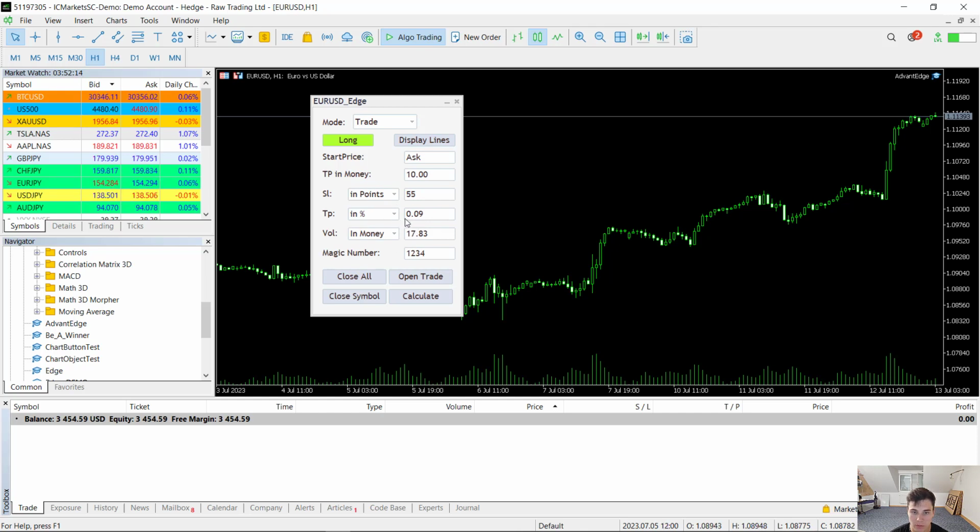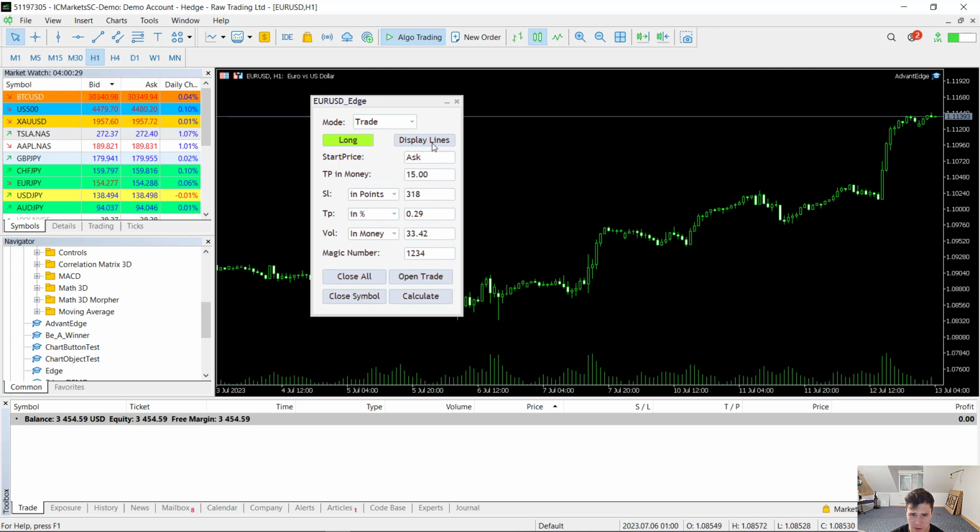Now it also works the other way around. So let's say I want to make $15 in this trade and I want my take profit to be 0.09%. Now let's see what kind of volume I have to use for this. It automatically calculates the volume for you as well.